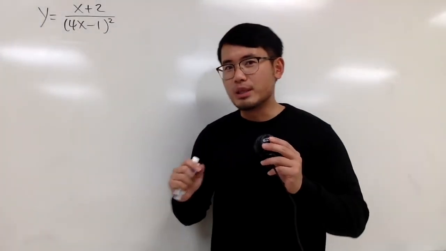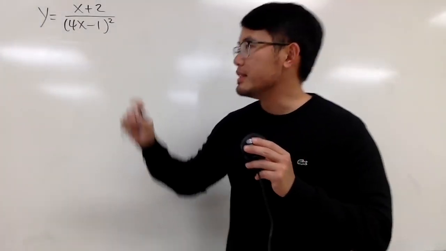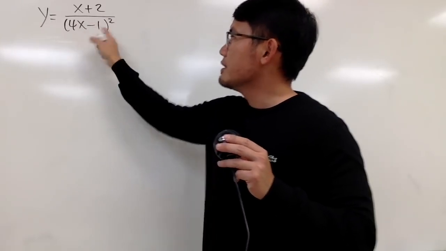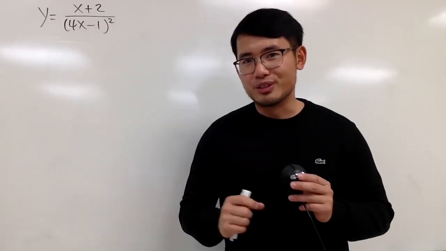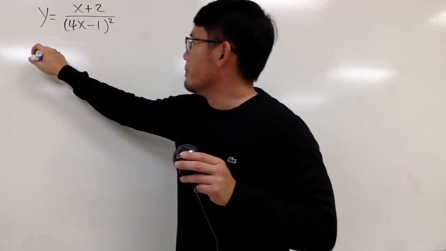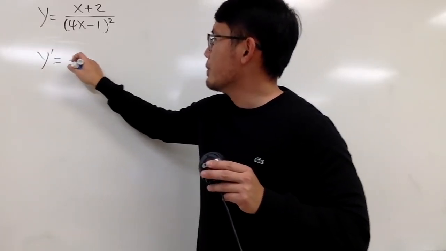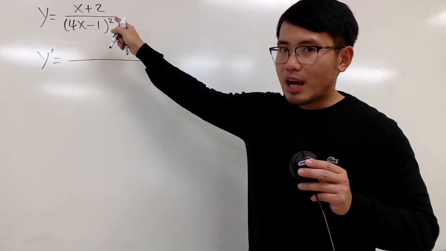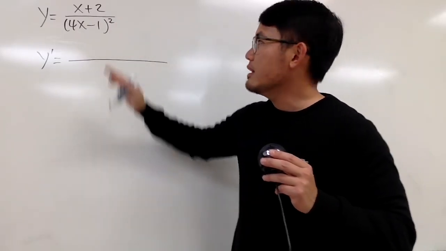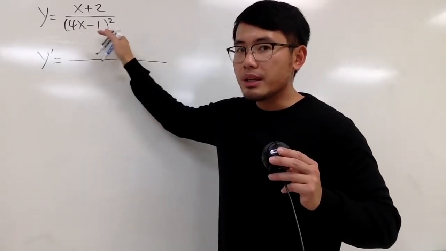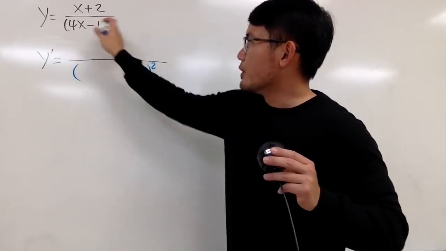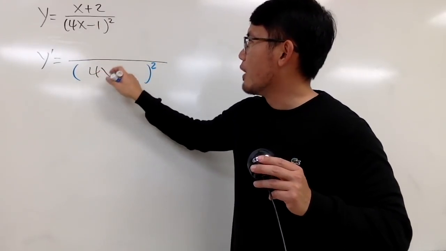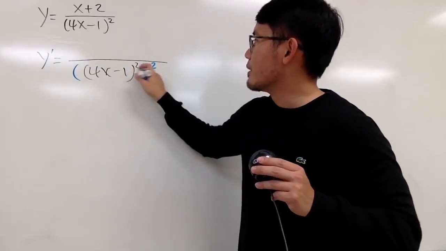Okay, we are going to find the derivative of this function here, y is equal to x plus 2 over parentheses 4x minus 1 and then squared. Well, we are going to use the quotient rule, so let's get to work. First of all, let's write down y prime, and this is equal to, when we start with a fraction, we are going to end up with a fraction, and before we forget, let's put the denominator right here, and we are going to square that. And don't forget, this right here stays as 4x minus 1 squared.